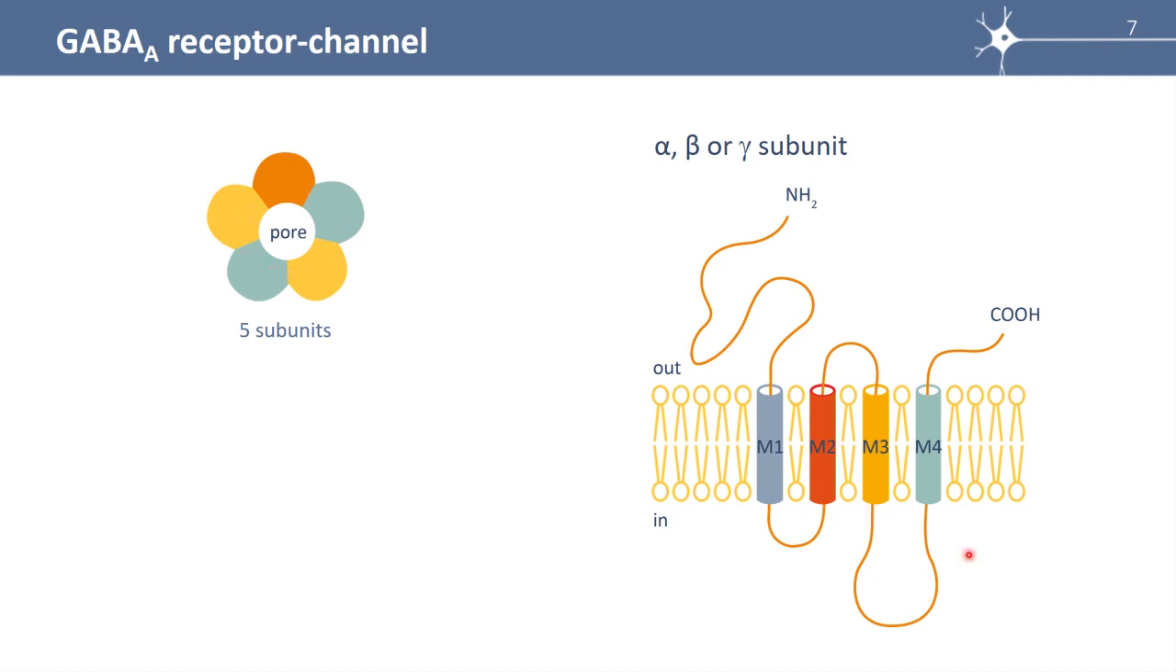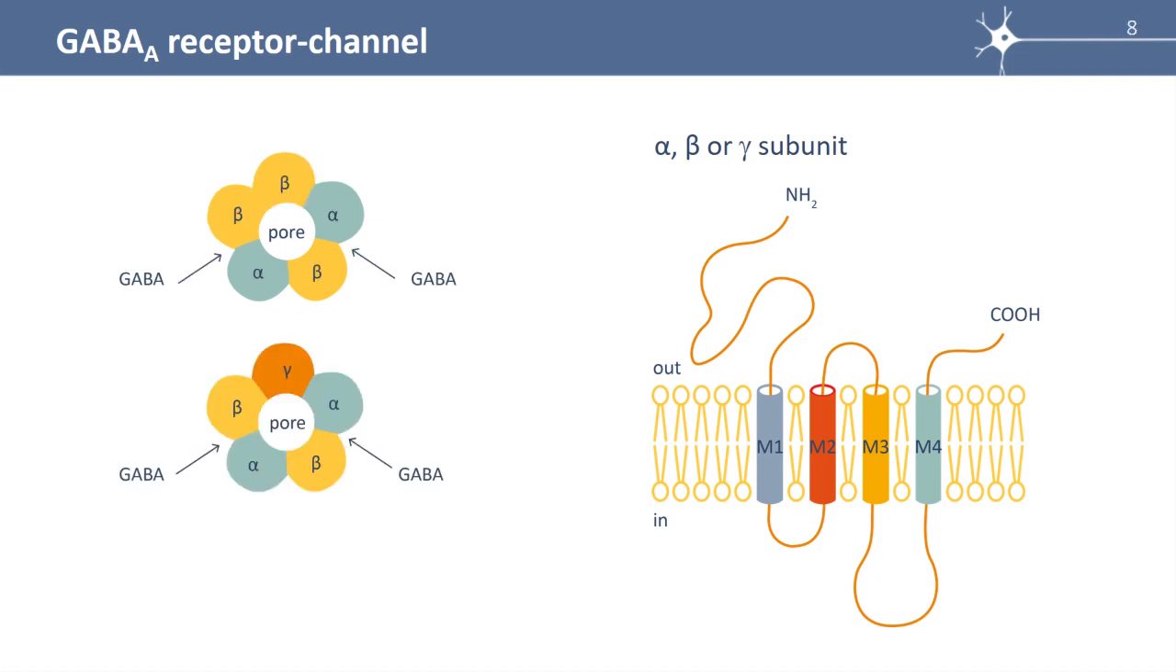Here on the right, you have the general organization of a GABA-A subunit with a large NH2-terminal domain, 1, 2, 3, 4 transmembrane segments, and a C-terminal domain, which is also extracellular. These subunits are called alpha, beta, or gamma. There are also other subunits we are not going to study here.